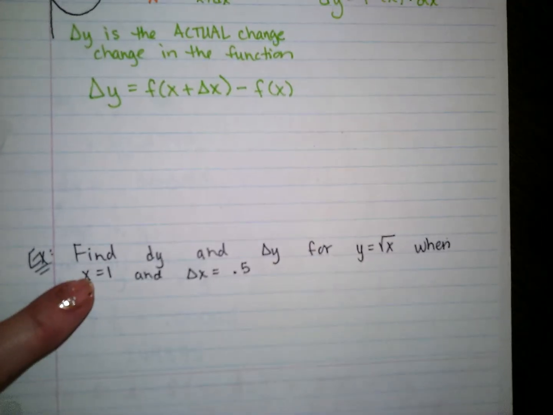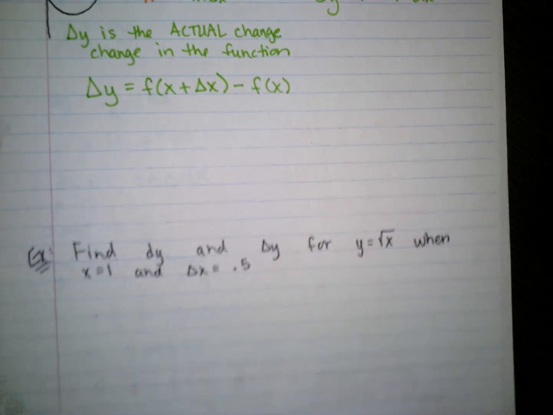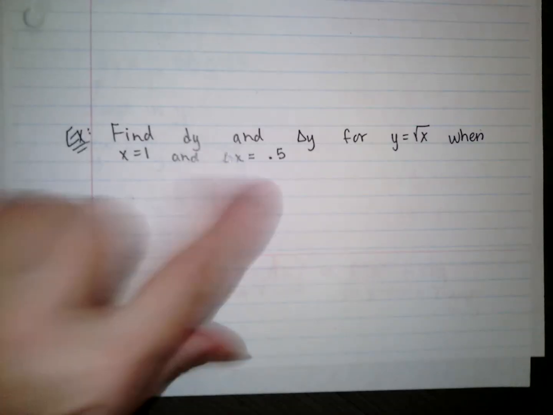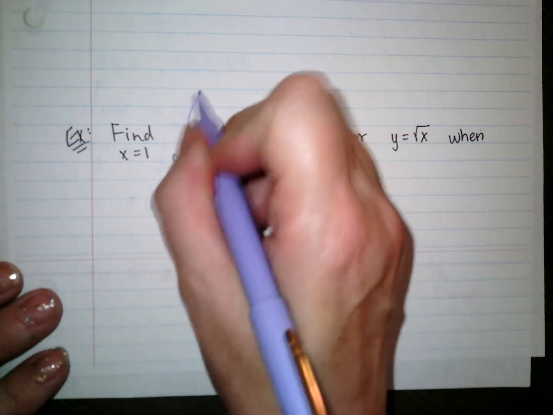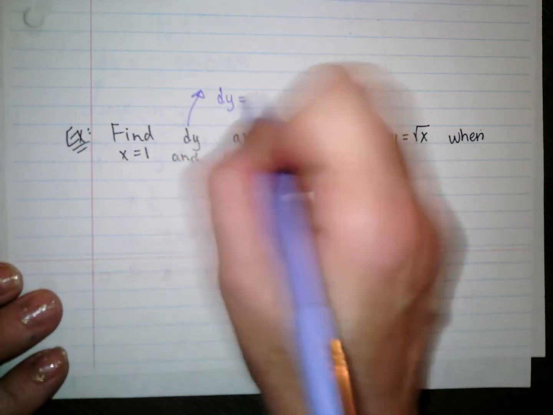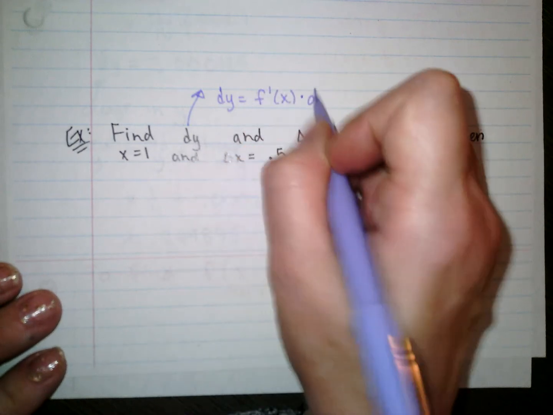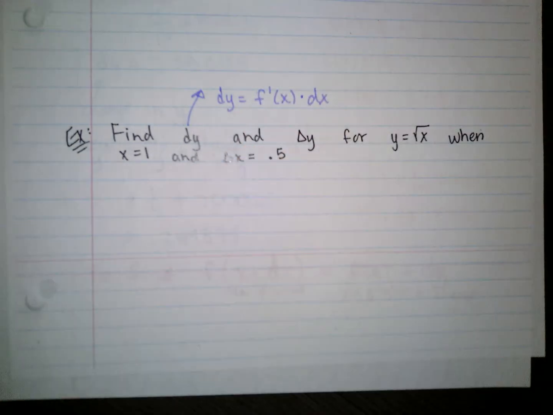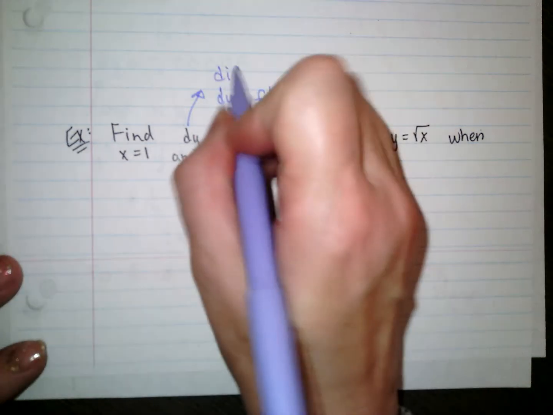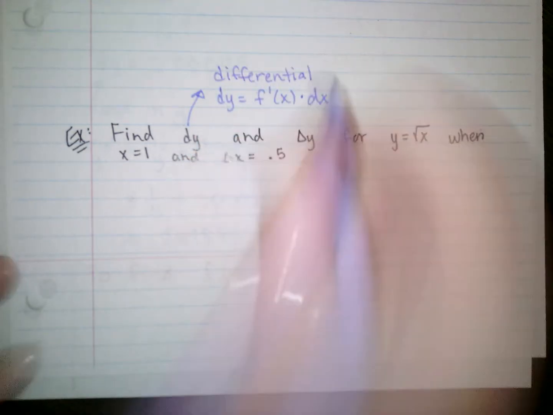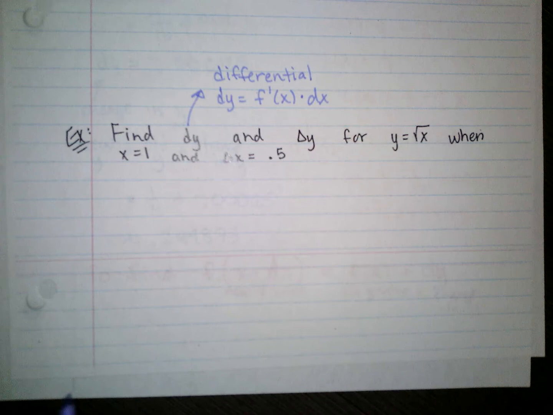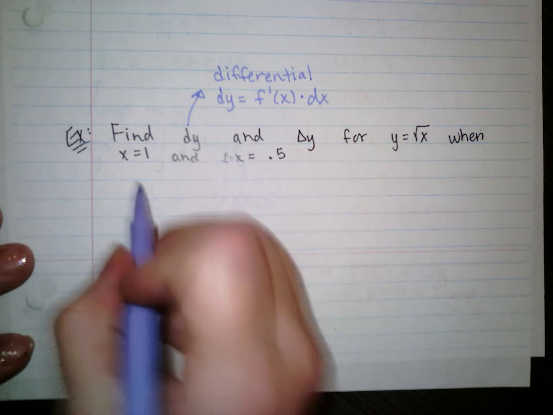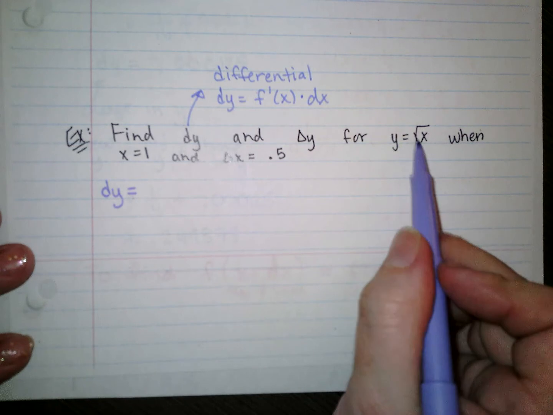So let's practice finding dy and delta y for this particular function when x is 1 and delta x is 0.5. So remember that dy is f prime of x times dx. dx is the change in x. That's using the differential. And f prime of x is the derivative of the function at that x value. So using the differential, dy equals, we have to do f prime of x.